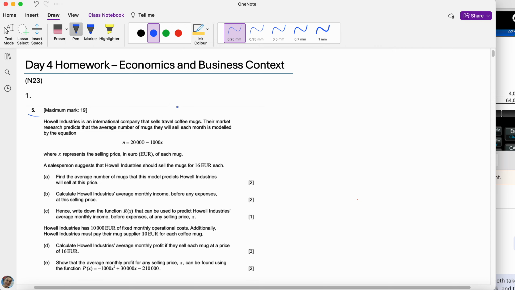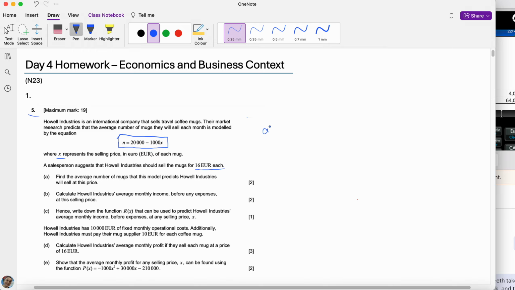Howell Industries, an international company, sells travel mugs. Market research predicts that the average number of mugs they will sell is modeled by this equation, where X is the selling price. So depending how much you charge, that's how many you sell. The equation makes sense with a negative slope, because the more you charge, the less you're going to be selling. Find the average number of mugs that this model predicts Howell Industries will sell at this price. A salesperson suggests that Howell Industries should sell at 16 each.